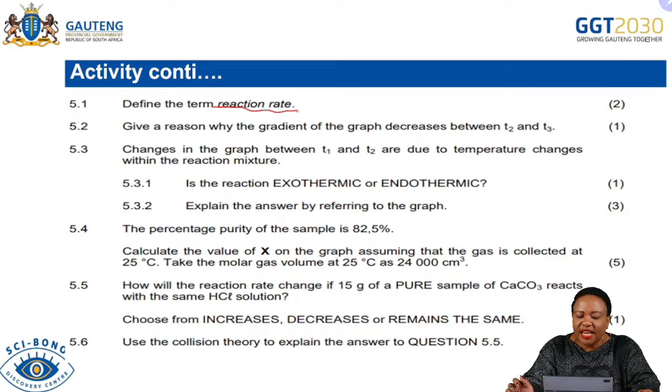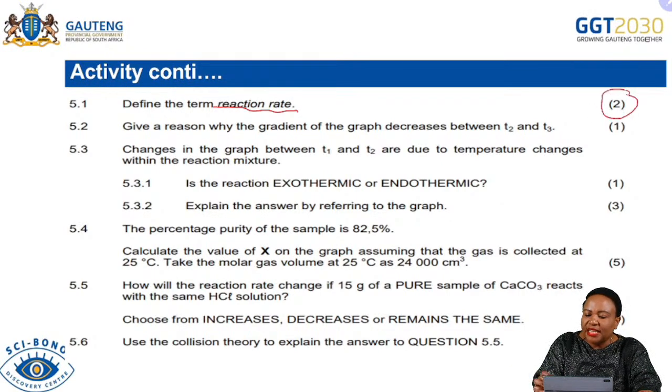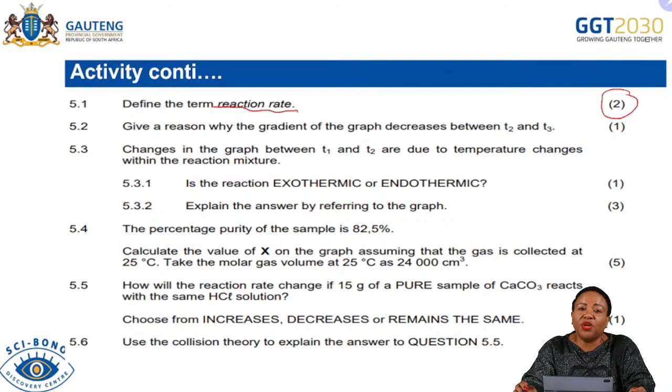So reaction rate for 2 marks is the change of the concentration of product or reactants per unit time. And I can go into details to explain how the concentration of the reactants is going to change and how the concentration of the product is going to change, by explaining that as the reaction starts, the concentration of the reactants is going to decrease as the concentration of the product is going to increase. So that will give you 2 marks for defining reaction rate.